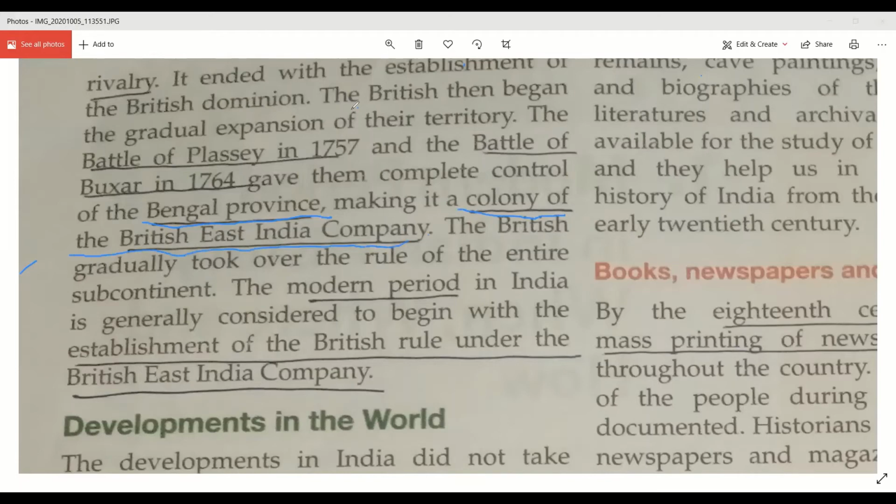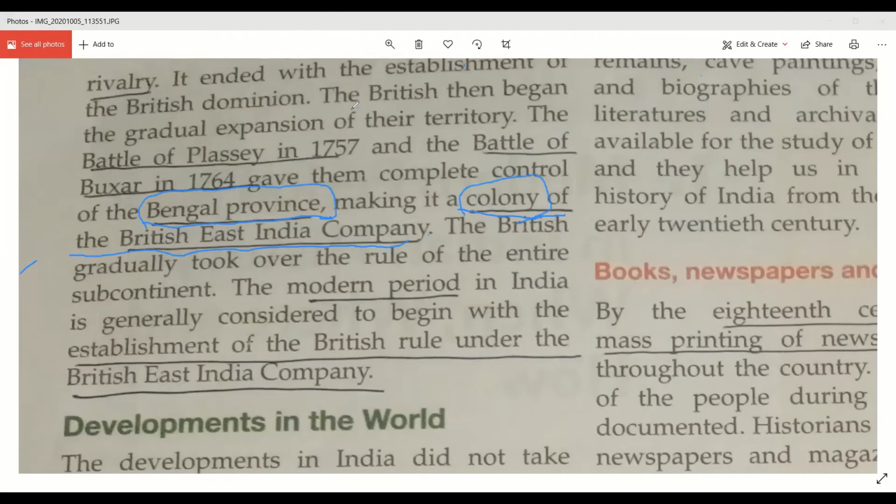Till now, they did not have colonies. They only had places under them where they did trading. But once the battle was over and they got their victory, they captured the Bengal province and they made it their colony. They made it their land.